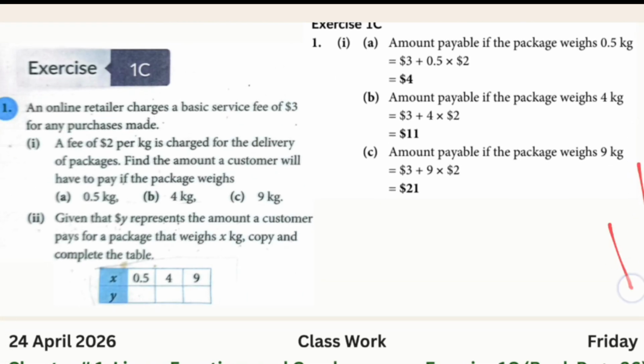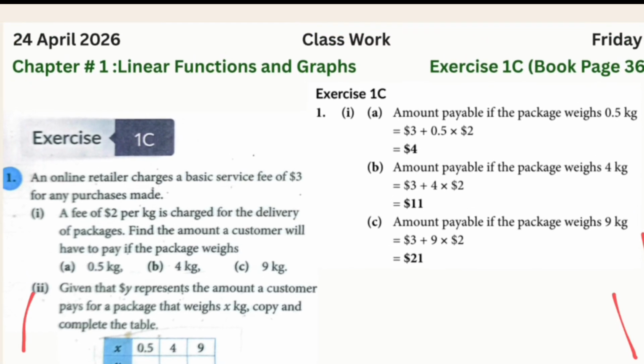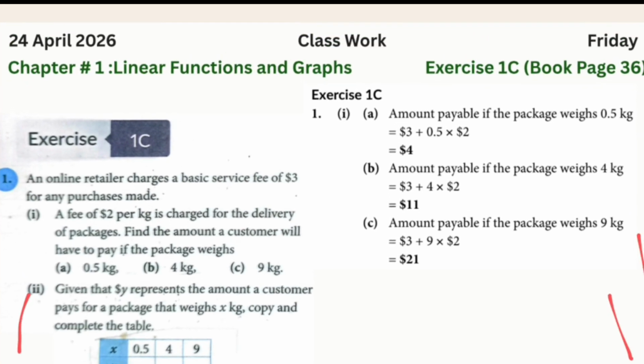Alhamdulillah, we are done with 1B. Only a few questions were there, and that's why we are done with it. Now, today you have to create your new page and create your new index as well. An online retailer charges, yes Subhan, can you please read it louder? All right, okay. An online retailer charges a basic service fee of $3.